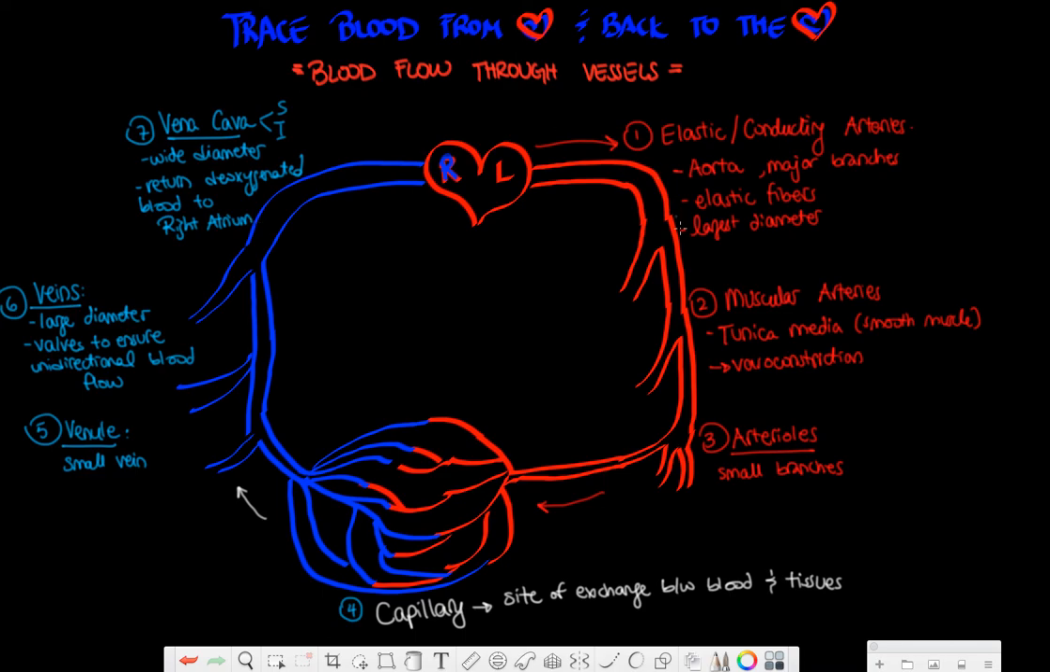Okay, so now we have traced blood flow as it exits and returns to the heart.